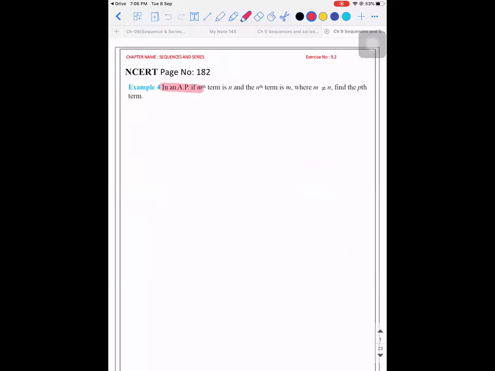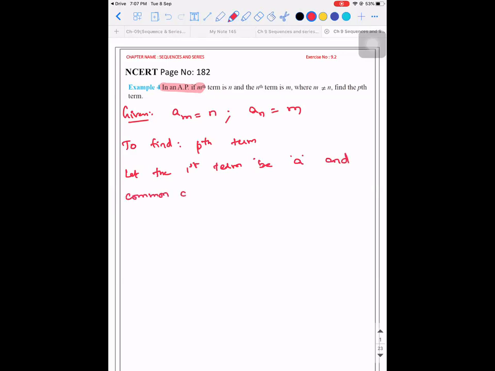In an AP, arithmetic progression, given that the mth term is n, and the nth term is m, where m is not equal to n, find the pth term. Right? So how to solve this? Let the first term be a and the common difference be d.